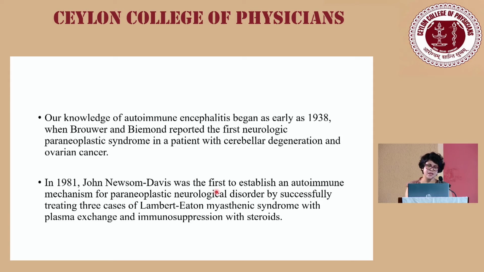The first description of autoimmune encephalitis was made in 1938 by Brouwer and Beaumont, with a characteristic description of a patient with ovarian malignancy who presented with cerebellar degeneration. Later on, the concept was established in 1981 by John Newsom-Davis and colleagues, who treated a few patients with Lambert-Eaton myasthenic syndrome with plasma exchange and immunotherapy, and the patients responded pretty well. So neuroimmunology or neuroinflammation was brought into the discussion.